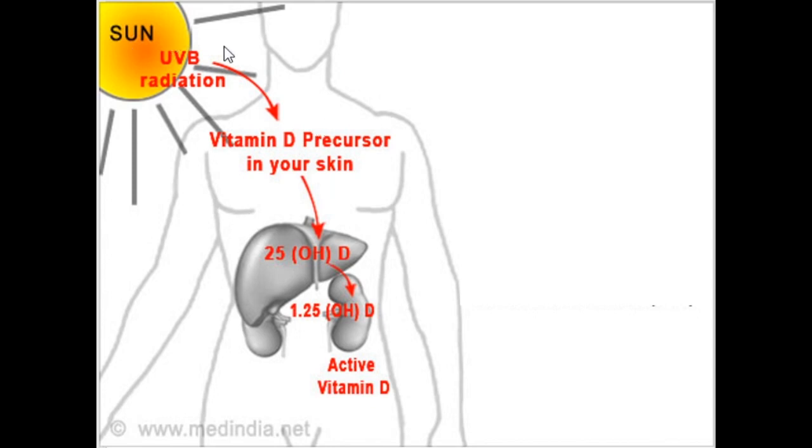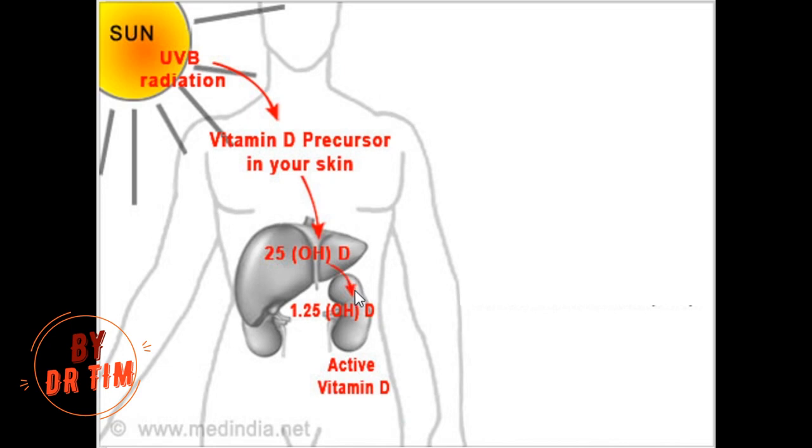The first stop of the process is in our liver, whereby the precursor of vitamin D will pick up extra oxygen and hydrogen molecules and become 25-hydroxy vitamin D. Usually doctors will use this substance to indicate whether we have sufficient or insufficient vitamin D in our body.